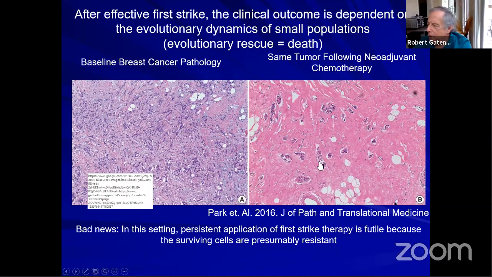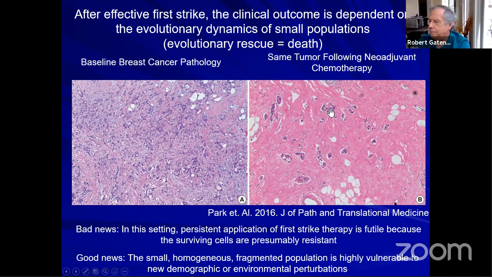But the good news is that we now have a fragmented population that's small in number. These are probably fairly stressed because they're isolated and they're away from blood vessels. They cannot mutually support one another. And they're probably fairly homogeneous because they've been selected as the ones that are resistant to this therapy.